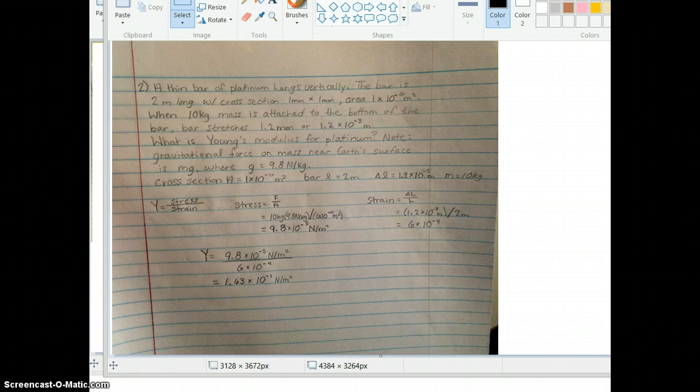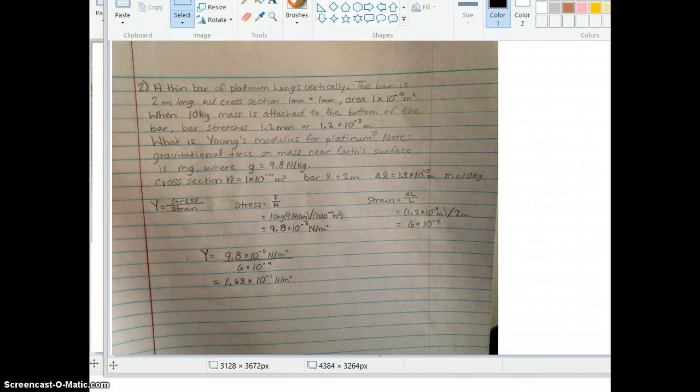Now, Young's modulus is equal to stress over strain, and the stress in our problem is equal to the force over the area. The force in our problem is 10 kilograms times 9.8 newtons per kilogram, divided by the area of the cross-section, which is 1 times 10 to the negative 6 meters squared, and that is equal to 9.8 times 10 to the negative 5th newtons per meter squared.